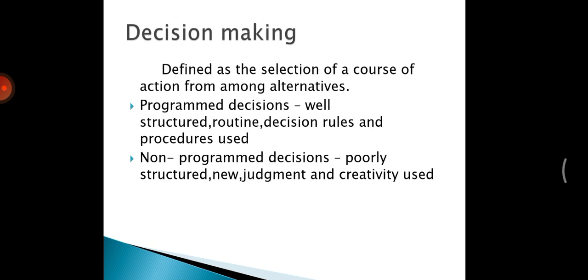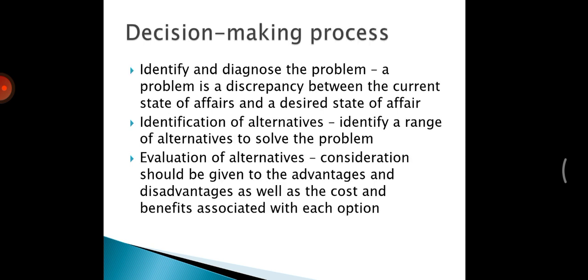Okay. So decision making. The definition of decision making is the selection of a course of action from among alternatives. Under that we have 2 types, programmed decision and non-programmed decision. A programmed decision is well structured, and decision rules and procedures are used. A non-programmed decision is poorly structured, and we can use new judgment and creativity. So we have 6 processes in decision making.